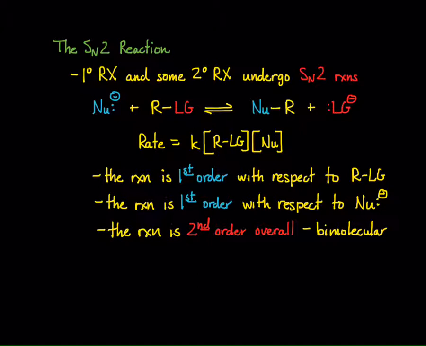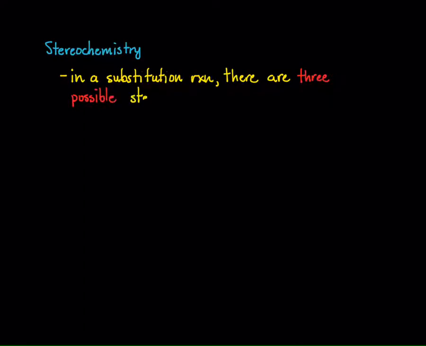Now let's explore some characteristics of an SN2 substitution reaction. The first thing that we're going to take a look at is stereochemistry. When we think about a substitution reaction taking place, there are 3 possible stereochemical outcomes of that substitution. So let's explore the possibilities and then actually see what happens in an SN2 reaction.